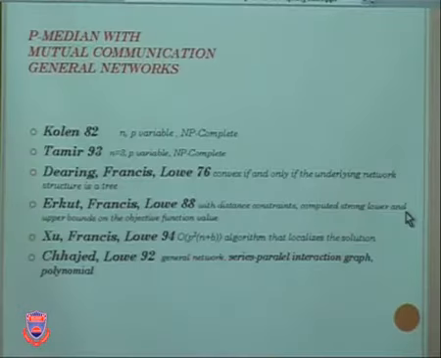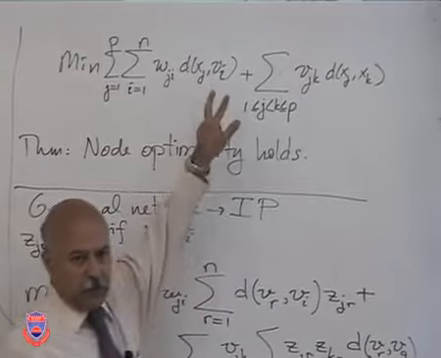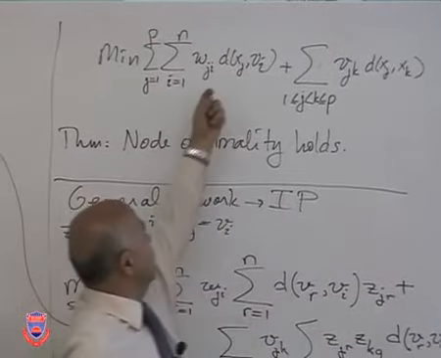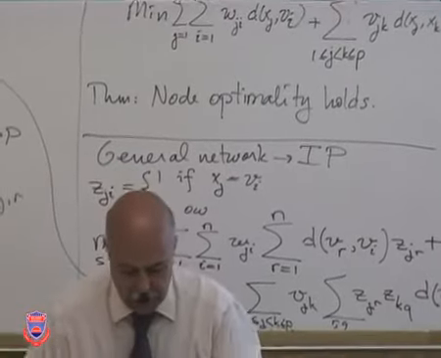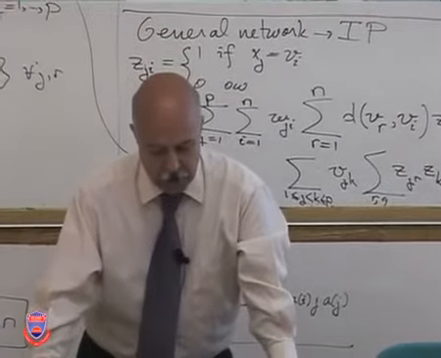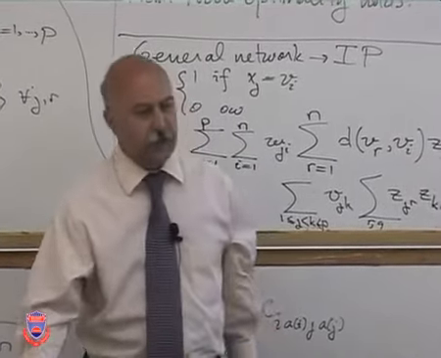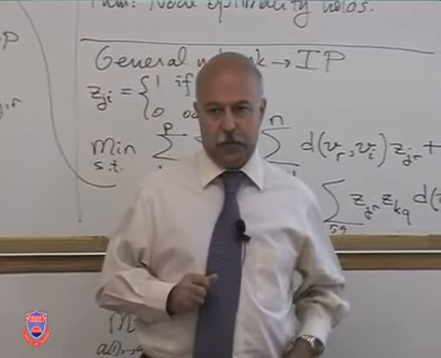Based on that, Erkut, Francis, and Lowe actually proved that for the version with distance constraints, that has constraints on the pairwise distances, the upper bounds on the pairwise distances of either this kind or that kind, with those additional constraints, they gave strong lower and upper bounds on the objective function value based on linear programming. Okay?